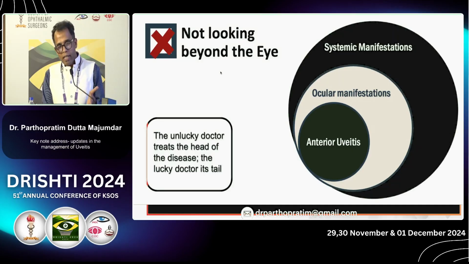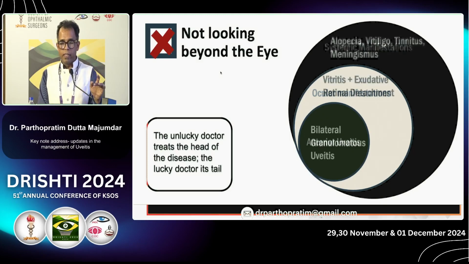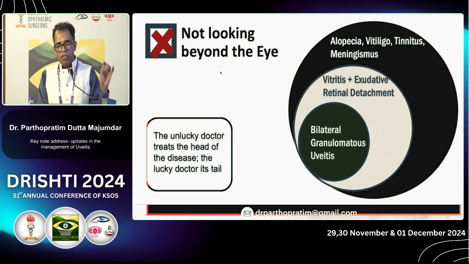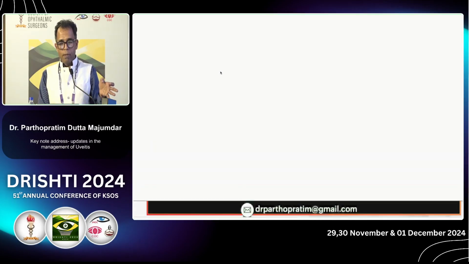That's why the Chinese saying is there that the unlucky doctor treats the head of the disease and the lucky doctor its tail. So you have to treat from head to tail of the disease. Now, I'll give you an example. If you just treat a case of bilateral granulomatous uveitis only with topical steroid and cycloplegic, you will miss seeing that the patient may have vitritis or exudative detachment. The extended spectrum says the patient may have alopecia, vitiligo and tinnitus. So you have to give immunosuppression to control the overall disease, not only local medications.